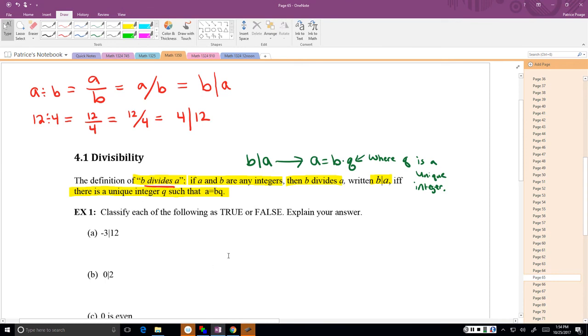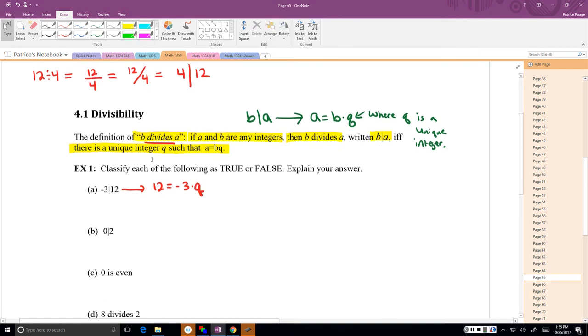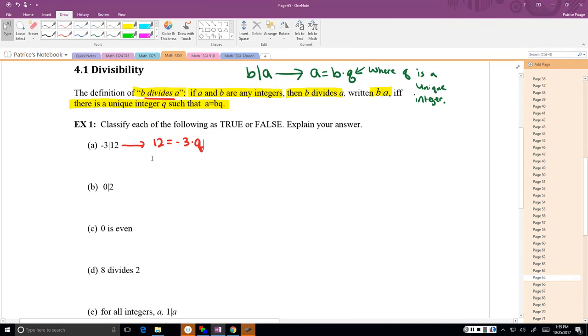So let's look at some of these. It says classify each of the following as true or false. Negative 3 divides 12. I'm going to refer to our definition for divides. Negative 3 divides 12 would imply, if it were true, that 12 equals negative 3 times Q, where Q is a unique integer. Is there a unique integer Q that makes that true? Yes. What is it? -4. So this is true.